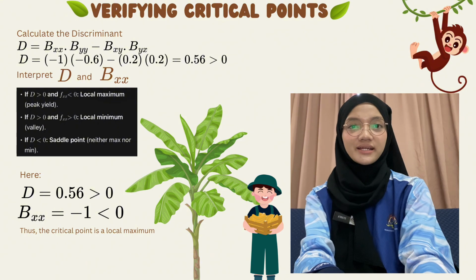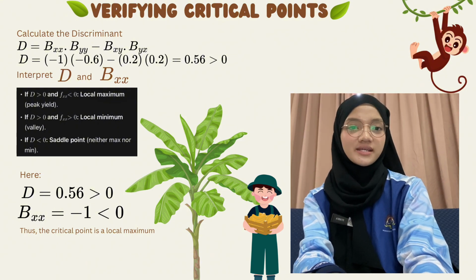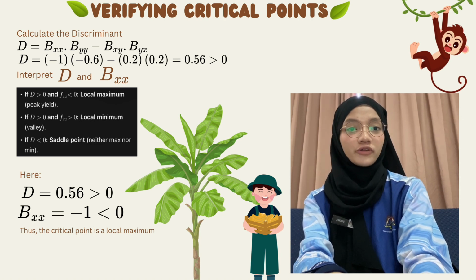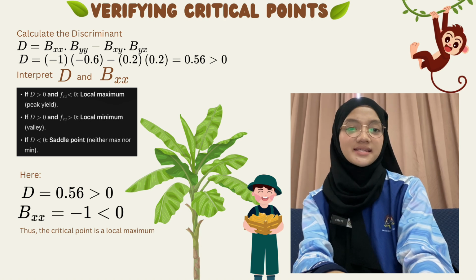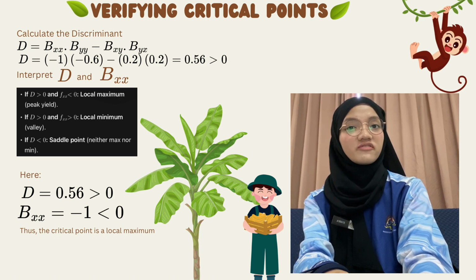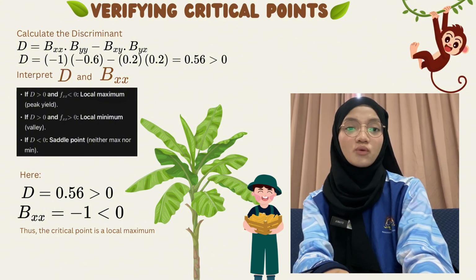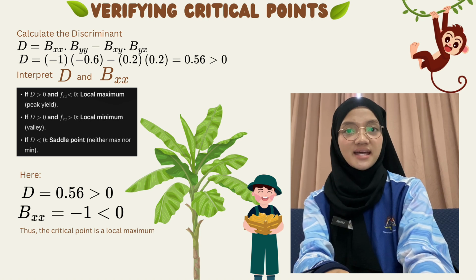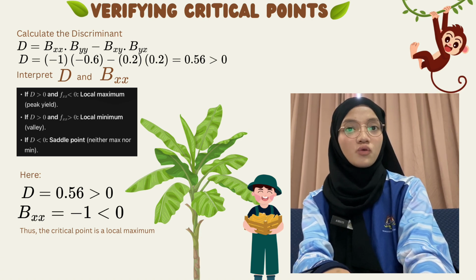Next, let's calculate the discriminant based on the formula using our second partial derivatives, which will give us D equal to 0.56. Next, we will interpret the result by looking at this statement. When D is more than 0, we have two clear possibilities: if B sub xx is less than 0, we have found a local maximum, which is our yield peak. And if B sub xx is more than 0, it will be a local minimum, which is the worst case. And if D is less than 0, we have a saddle point, which is unstable for farming.